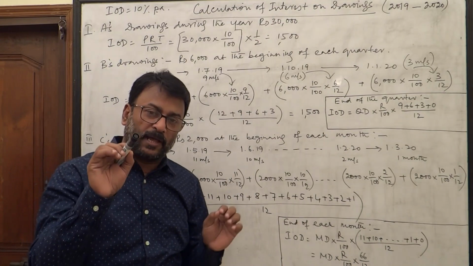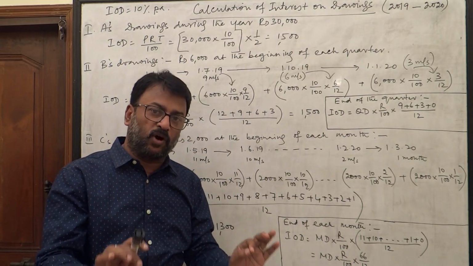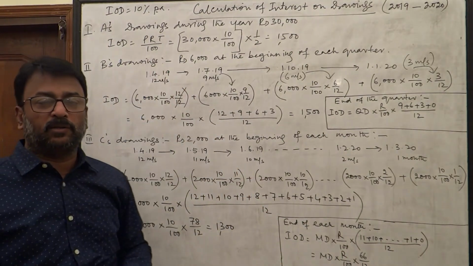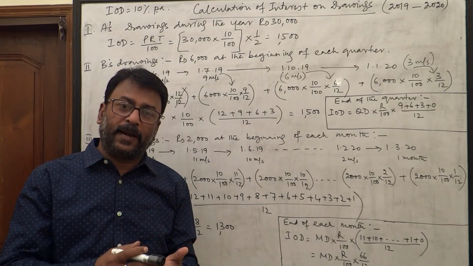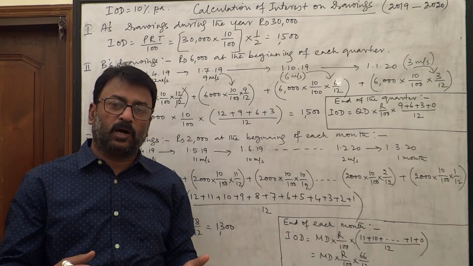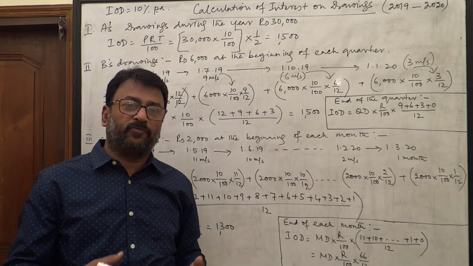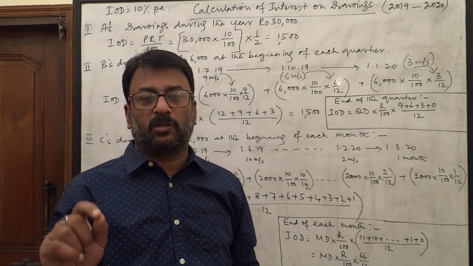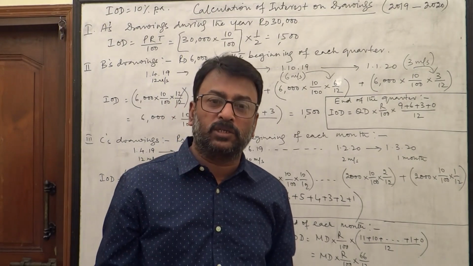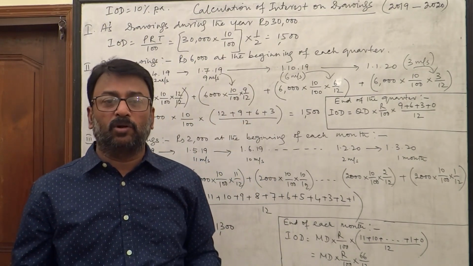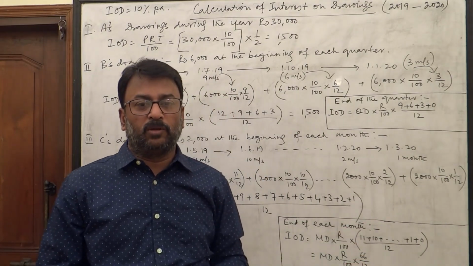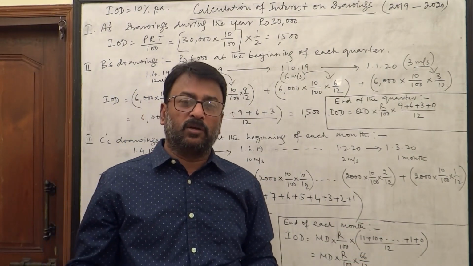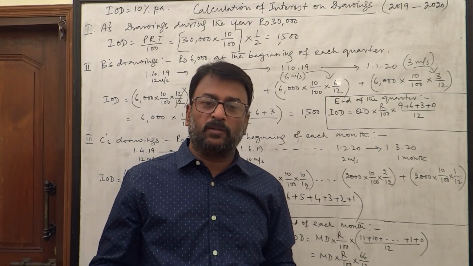Again, check that I have used the very basic formula PRT by 100. I am using the same principal and same rate, only my times are different. In my first calculation I have to consider the entire year, 12 months. For my second calculation, I have to consider 9 months because I have drawn on 1st July. For my third calculation, I have to go for 6 months.